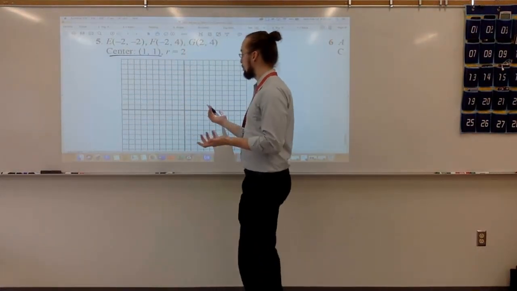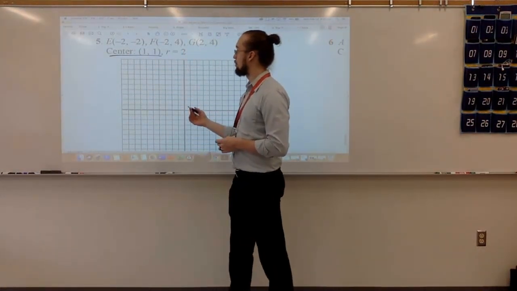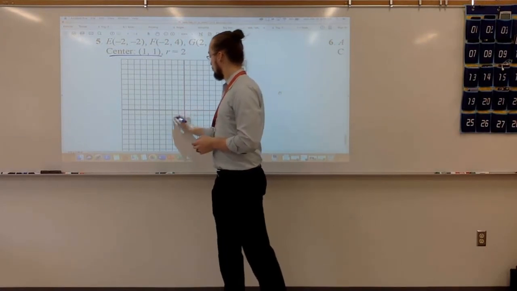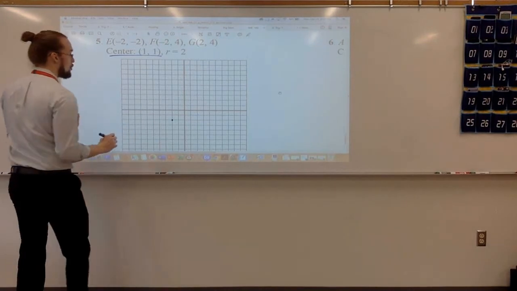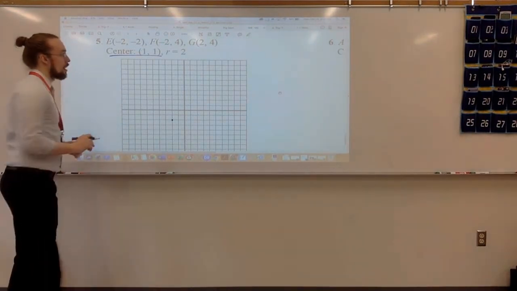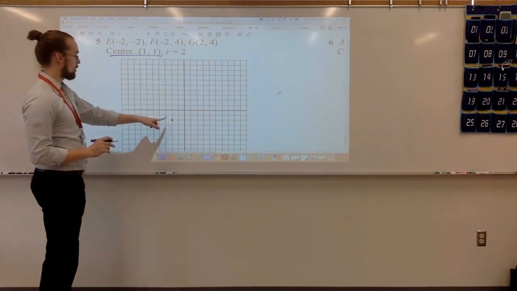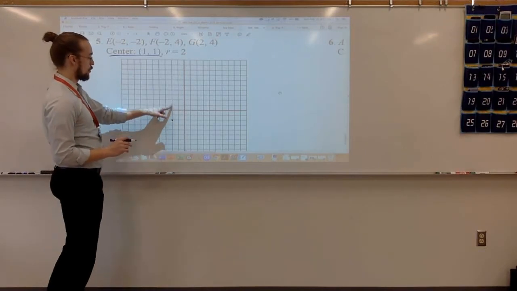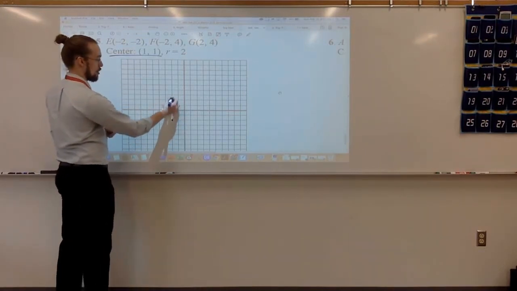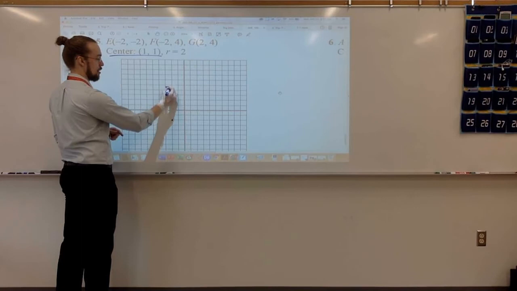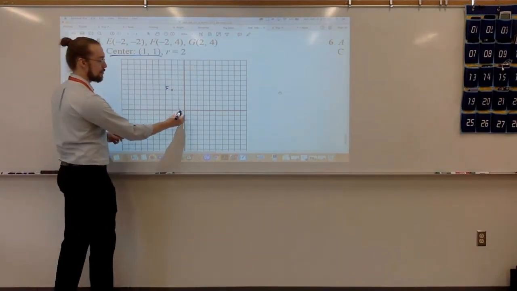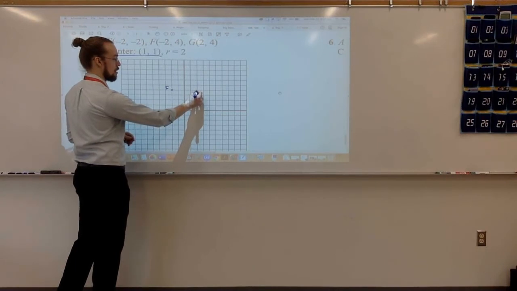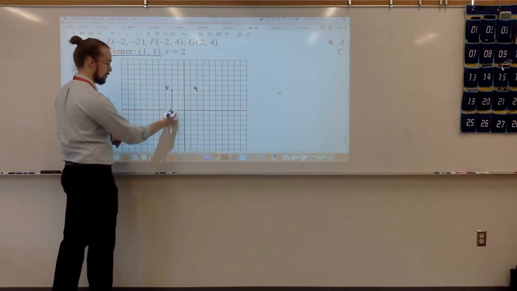So we still want to start by plotting our original points. So I'll plot E at -2, -2. I will plot F at -2, 4. And G at 2, 4. So here is my original triangle.